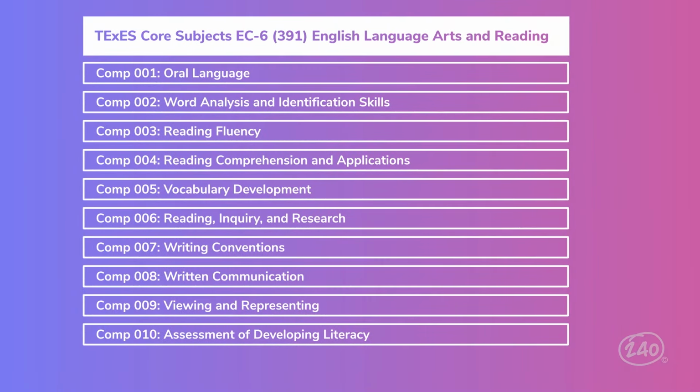We're getting so close. 2 more competencies to go, and you can proudly say you've reviewed the whole framework of your exam. Competency 9 is viewing and representing. You may be asking yourself, viewing and representing what? This competency is all about media. Elementary students need direct instruction on and practice with interpreting media, such as computer, television, magazine, and radio.